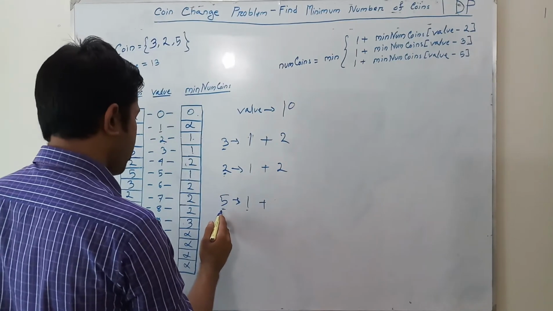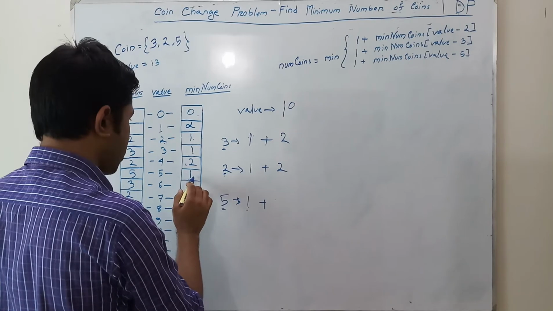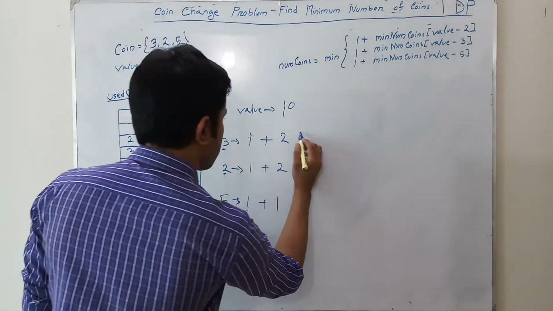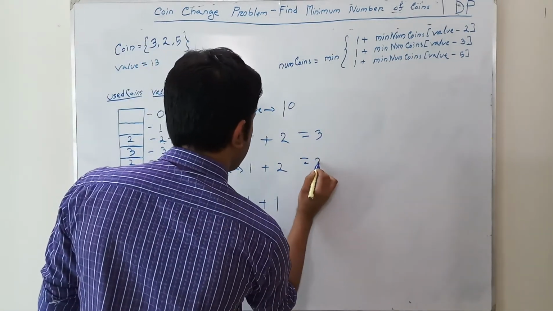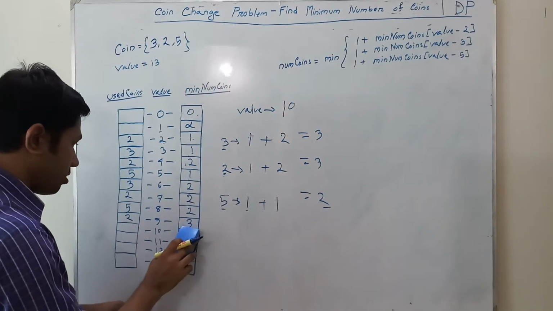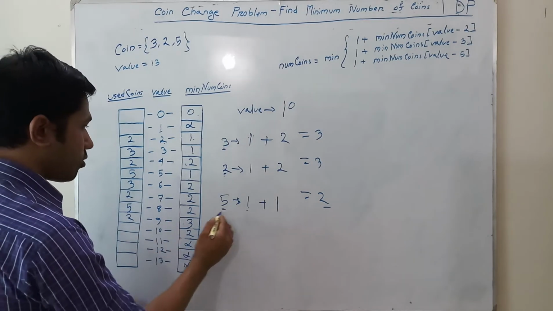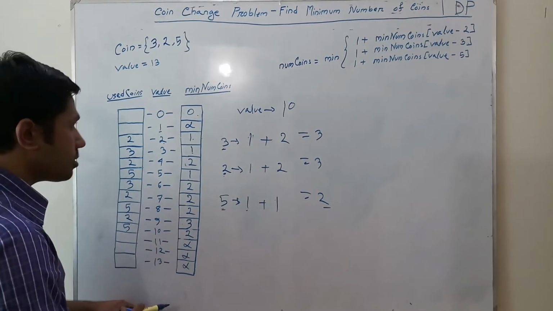And after using the coin 5, the remaining value is 5, and for 5 the number of coins is 1. So the value will be 3, here 2. The minimum number of coins here is 2. So we will use the value here, and we have used the coin 5.